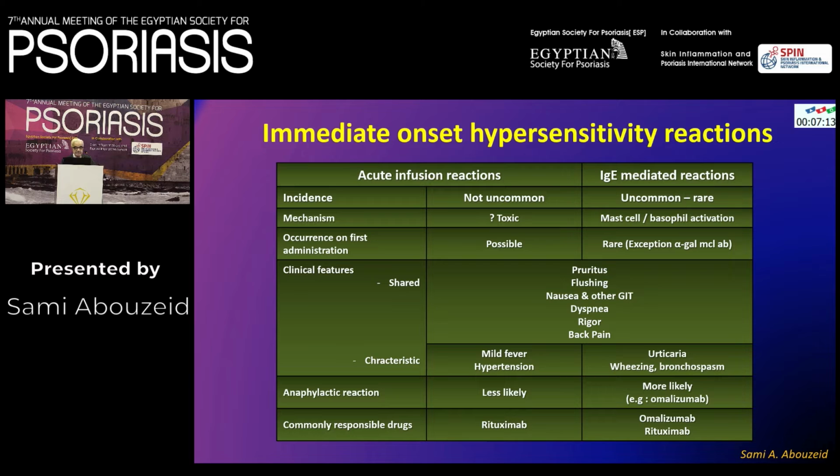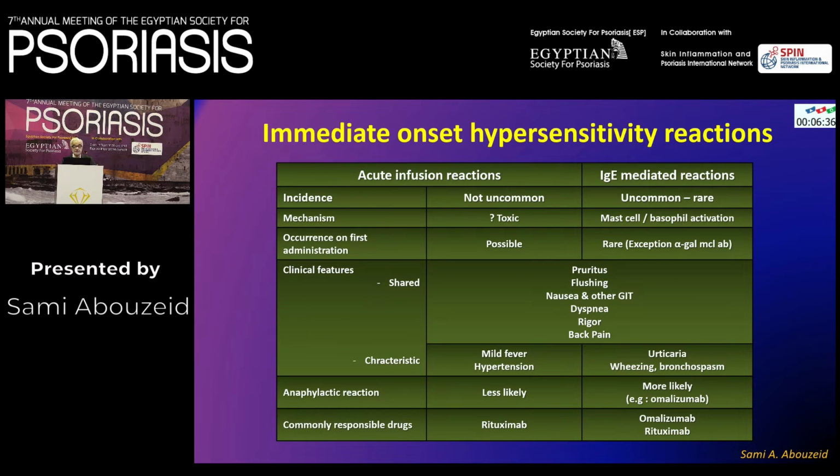Mechanism, of course: acute infusion reactions are probably toxic. The IgE-mediated reactions are due to mast cell and basophil activation through IgE. Occurrence on first administration is possible in acute infusion reactions, but rare in IgE-mediated reactions, which need repeated exposures. The clinical features may be similar: pruritus, flushing, nausea and other GIT manifestations, dyspnea, rigor, and back pain.